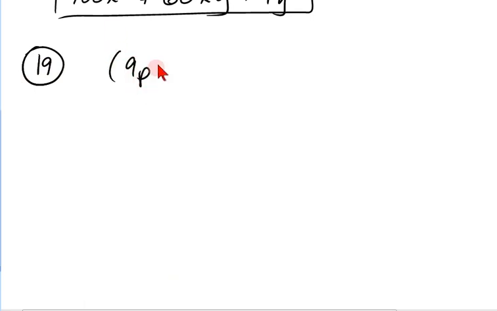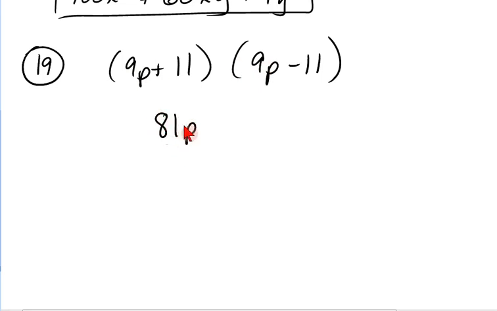Number 19. I have 9p plus 11 times 9p minus 11. Okay, you can use FOIL. 9p times 9p gives me 81p squared, and it's very common to see people leave off that square. You won't have that as an option because you'll be checking off a multiple choice answer.